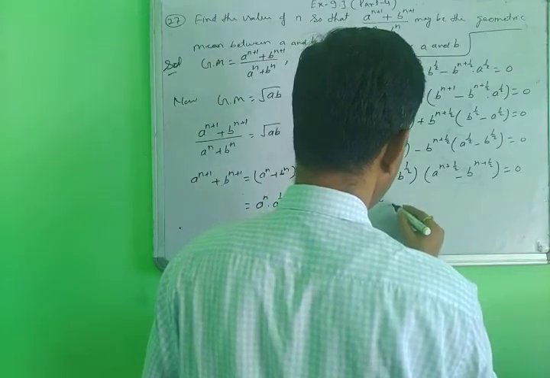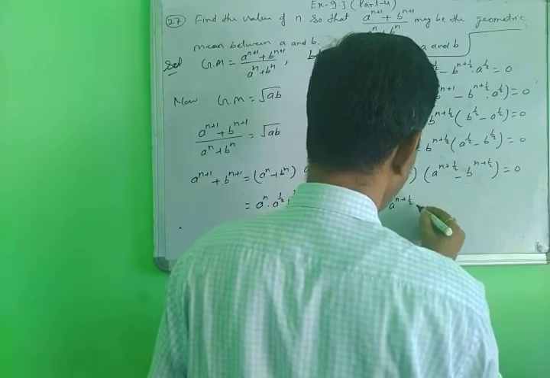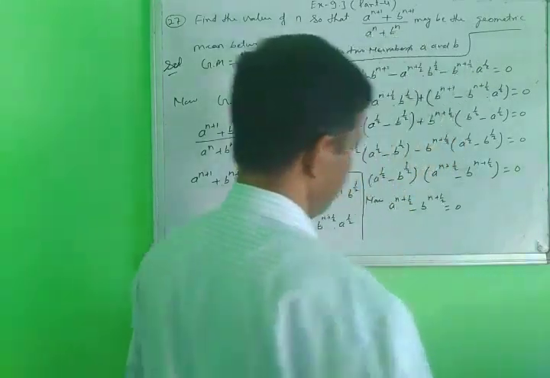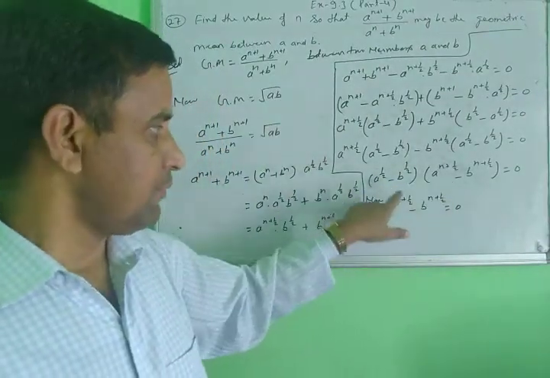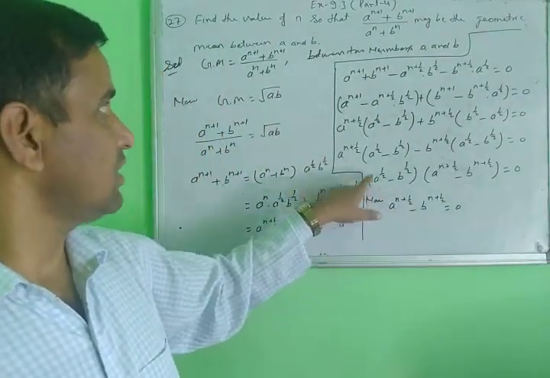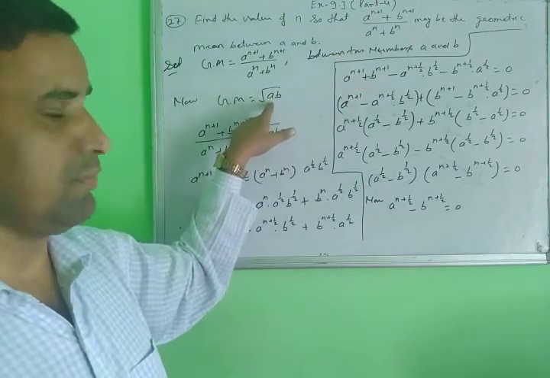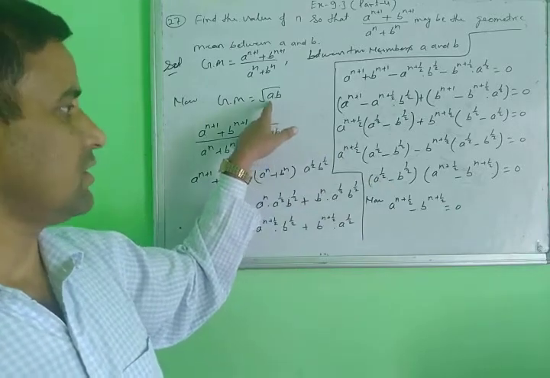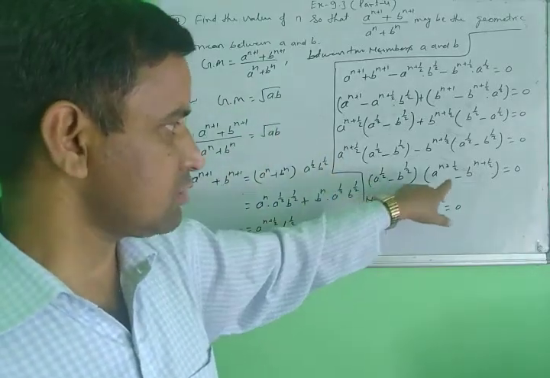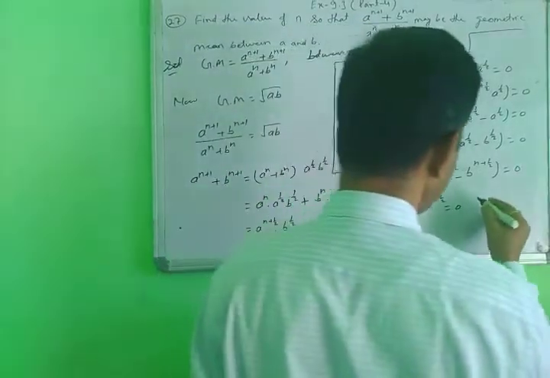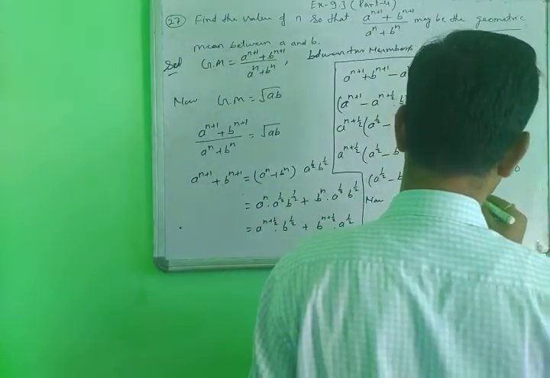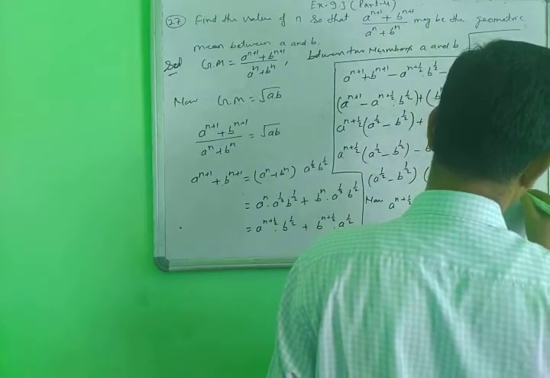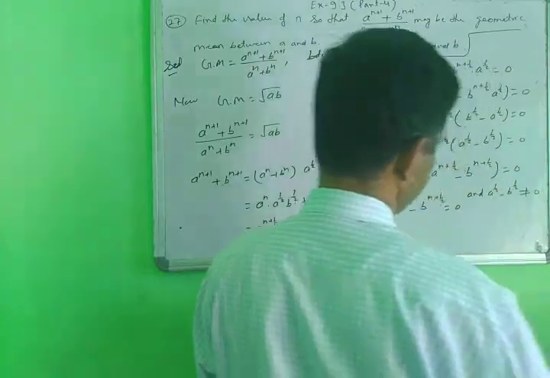if a exponent n plus 1 by 2 minus b exponent n plus 1 by 2 equal to 0, I am taking this one as 0. This one is not possible to be 0 because here the value root ab is already given. Suppose both the numbers are 0, then how is the root possible? So this number is not 0, so this one is 0. Then you can write here that a exponent 1 by 2 minus b exponent 1 by 2 does not equal 0.